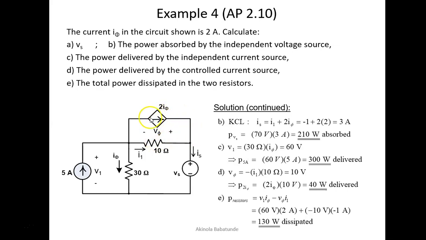Now let's go ahead. The voltage across this dependent current source is Vφ, as you can see here. So how do we find this Vφ? Vφ will be equal to the voltage that is seen across this 10 ohms resistance. The voltage across this 10 ohms resistance will be exactly the same voltage seen by this Vφ. Hence, we can say our Vφ will be equal to IR, because we know that I multiplied by resistance is equal to the voltage. V equal to IR.